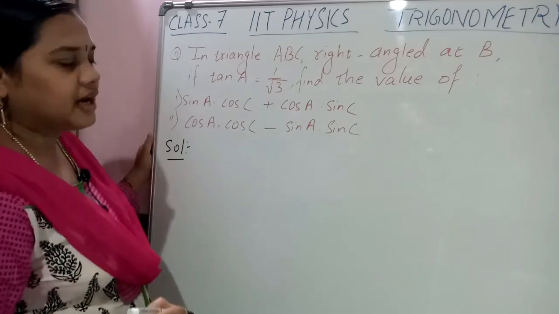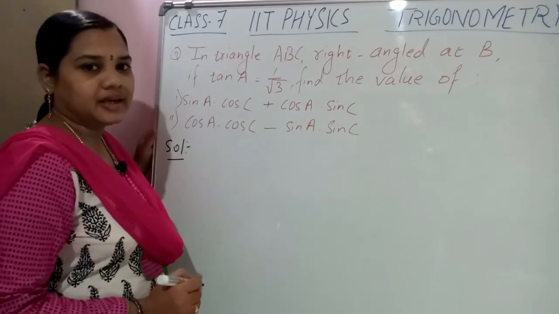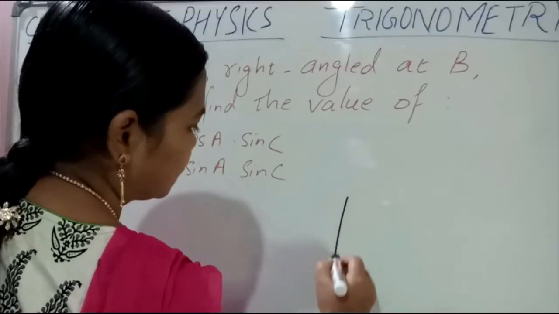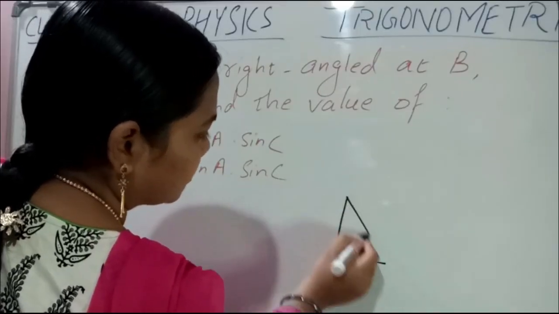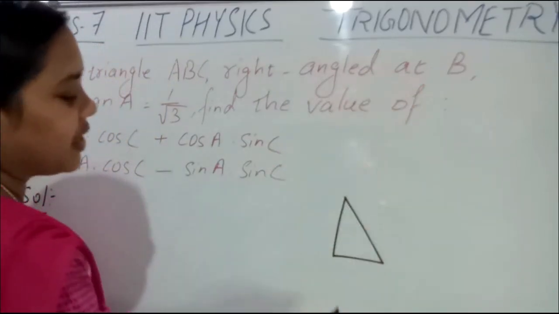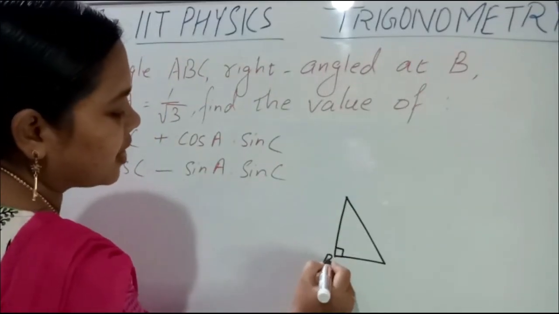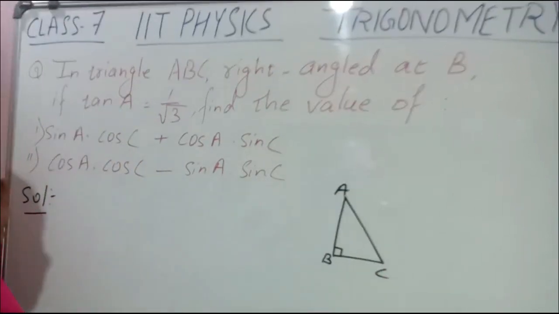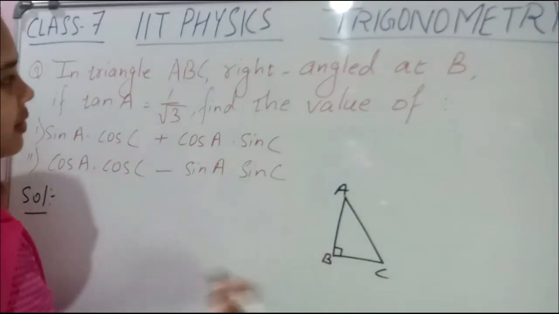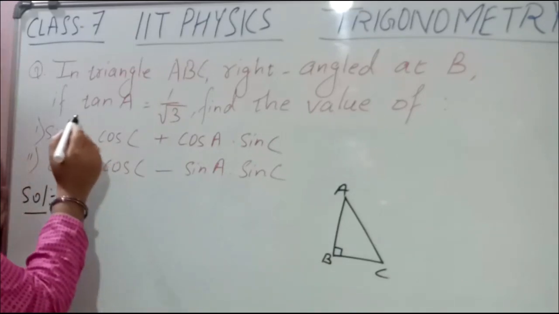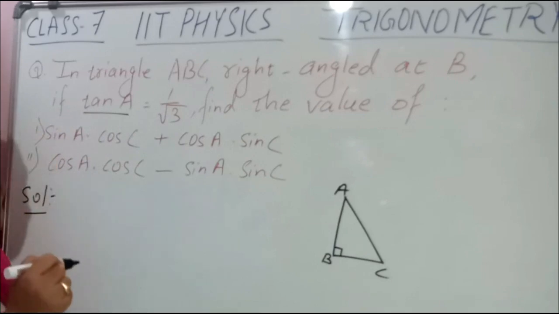First of all, we have to draw a right angle triangle. What is given? Right angle at B. So triangle ABC is a right angle triangle where the right angle is at B. Clear? Now what is given? You see, children, tan A is equal to 1 by root 3.